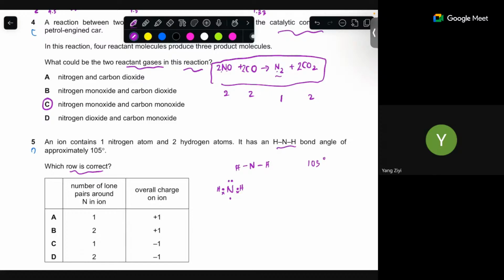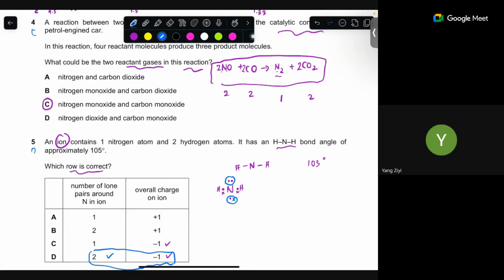So when they say an ion, they did mention it is an ion. We don't know which ion. But let's say if the charge is -1, it means that one electron from outside is coming over here. It means it is going to make the lone pair become 2. The number of lone pairs is going to be 2. That's a possible answer.